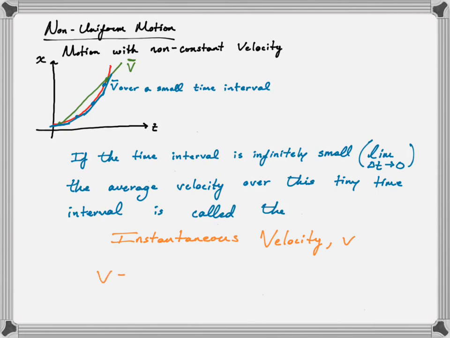So mathematically, instantaneous velocity is the limit as delta t goes to zero of your average velocity. The average velocity, of course, is your displacement over time. And we learned from our little calculus lesson that this equation is the definition of a derivative. So it turns out that our instantaneous velocity is just the time derivative of position.